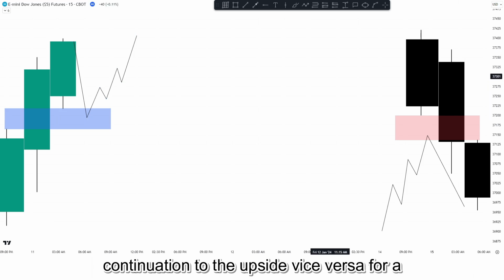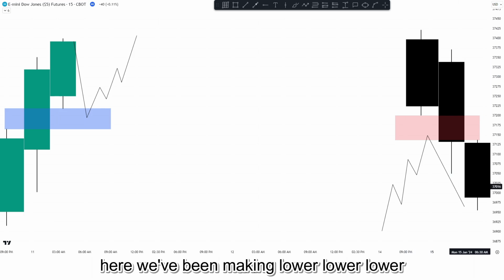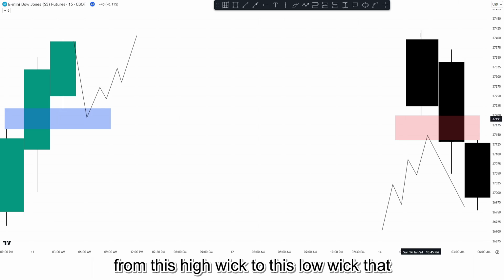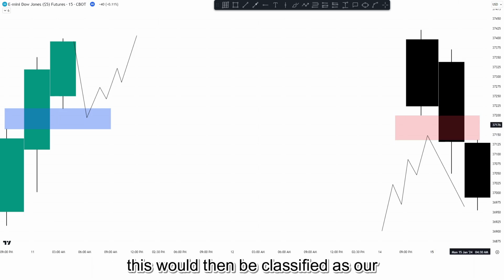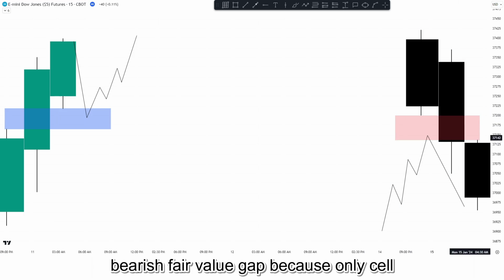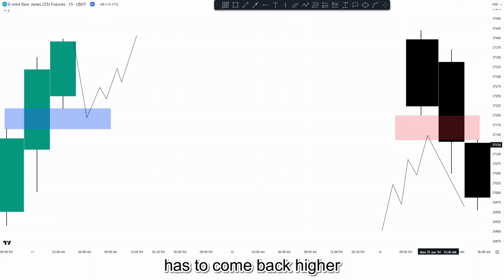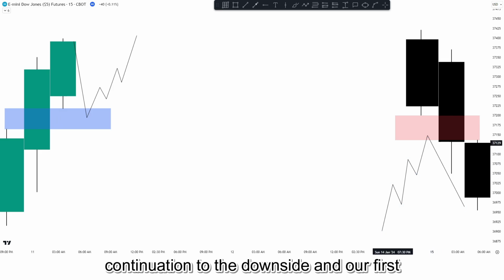Vice versa for a bearish fair value gap. As you can see here, we've been making lower prices. The separation in this middle area from this high wick to this low wick, with this one body close, would be classified as our bearish fair value gap because only sell side was offered in this area. So the market has to come back higher, rebalance this level, offer that buy side before then seeing that continuation to the downside.